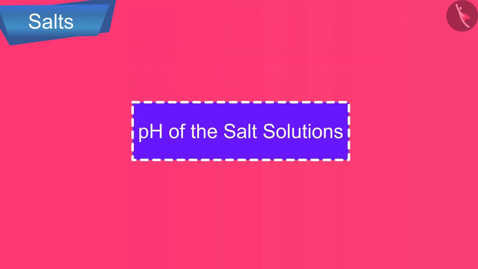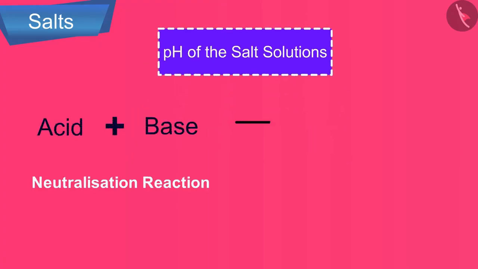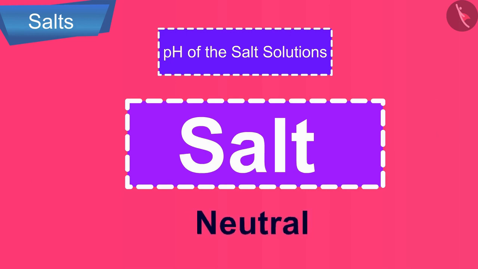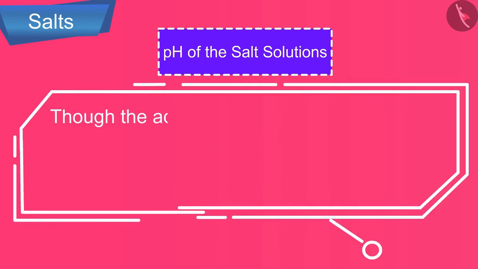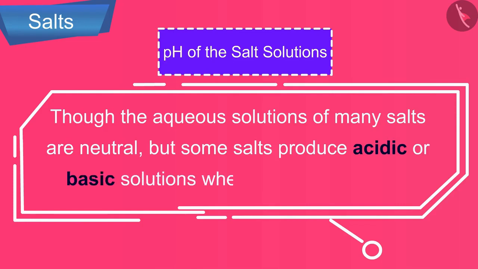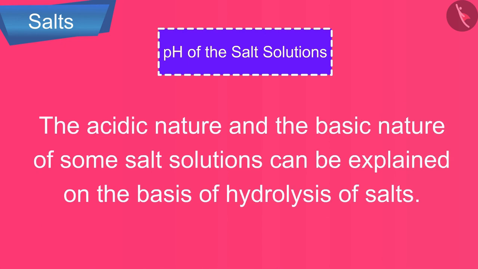Now, we will discuss the most important topic, which is the pH of salt solutions. As you know, a salt is formed by the reaction of an acid and a base. We might expect the salt to be neutral in nature. Though the aqueous solutions of many salts are neutral, some salts produce acidic or basic solutions when dissolved in water. The acidic nature and the basic nature of some salt solutions can be explained on the basis of hydrolysis of salts.